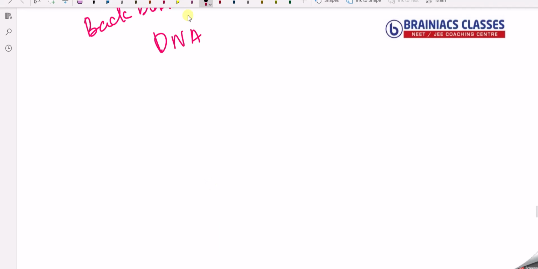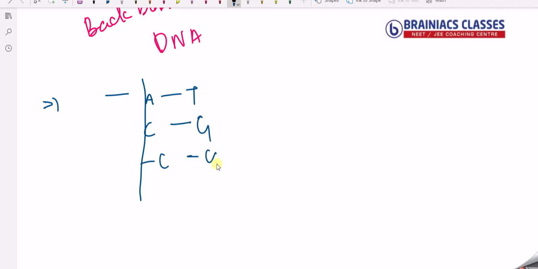Now we'll continue. So if you take a strand, this is one nitrogenous base, this is the second pair, this is the third pair. Now what is the distance between each pair? It is around 3.4 angstroms.